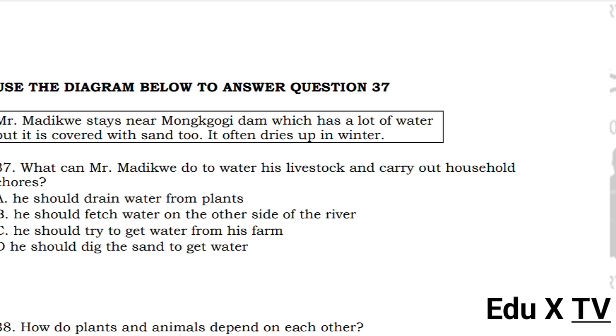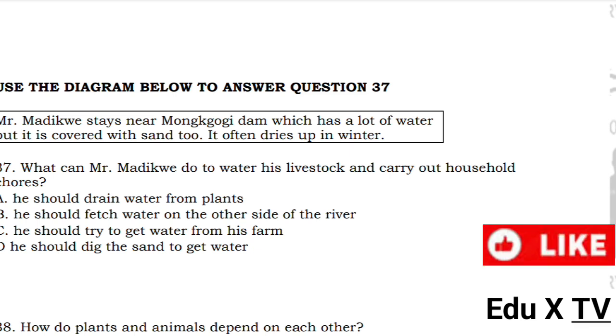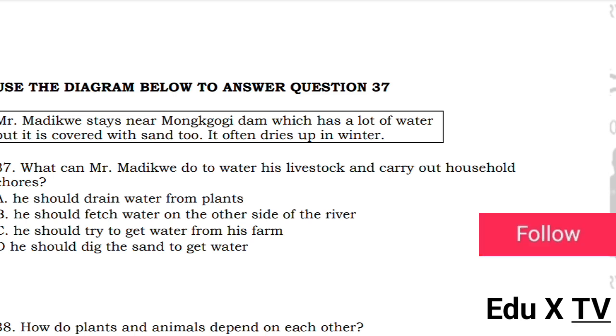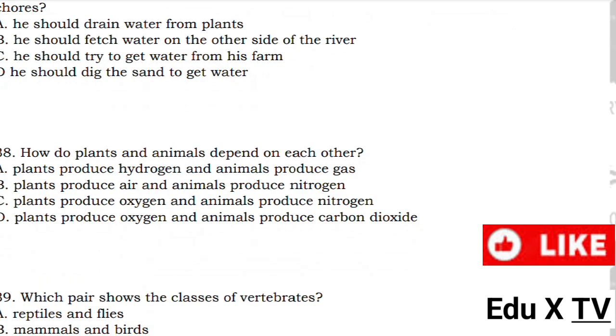Use the diagram below to answer question 37. Mr. Madikwe stays near Munkori Dam, which has a lot of water, but it is covered with sand. It often dries up in winter. Number 37. What can Mr. Madikwe do to water his livestock and carry out household chores? The answer is D.